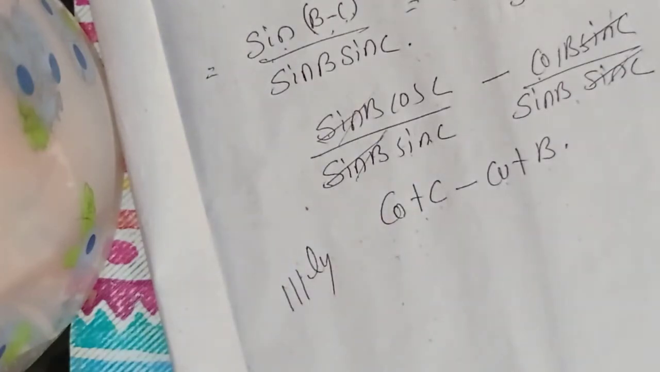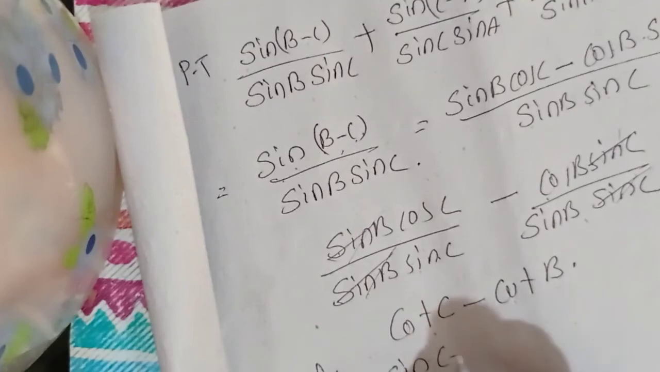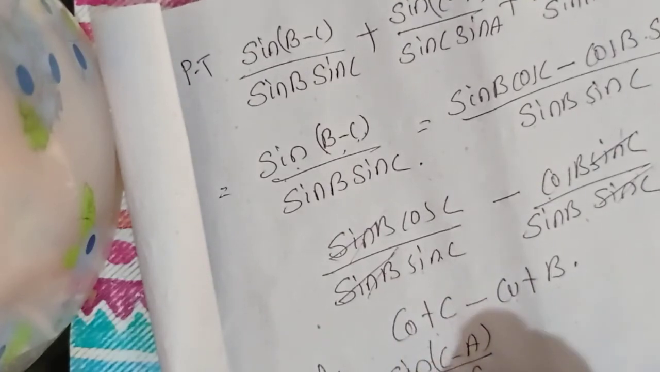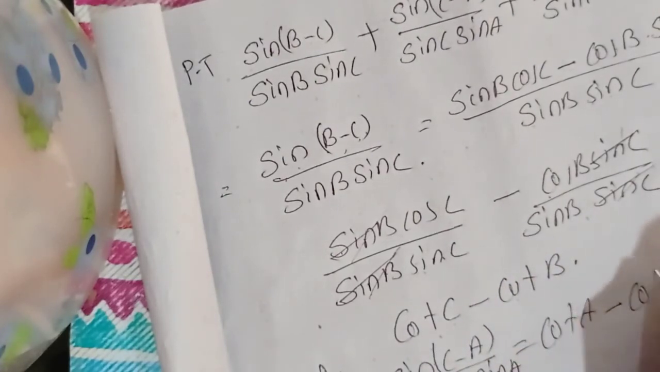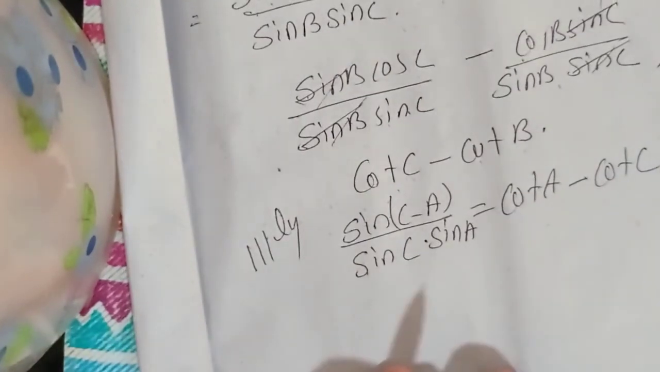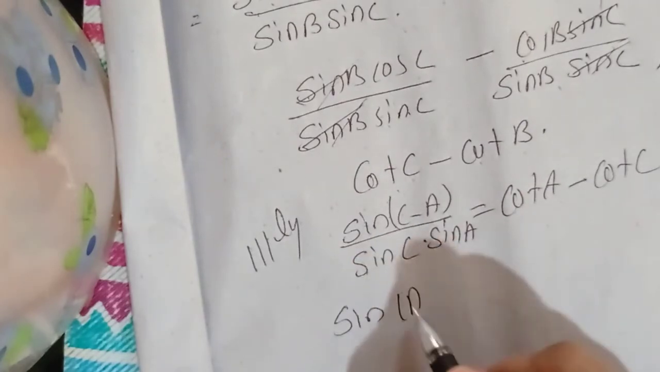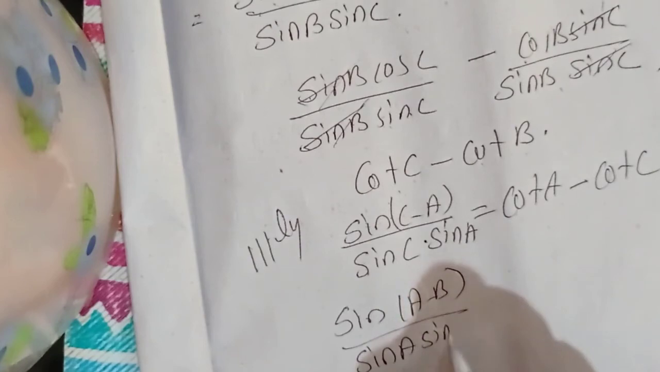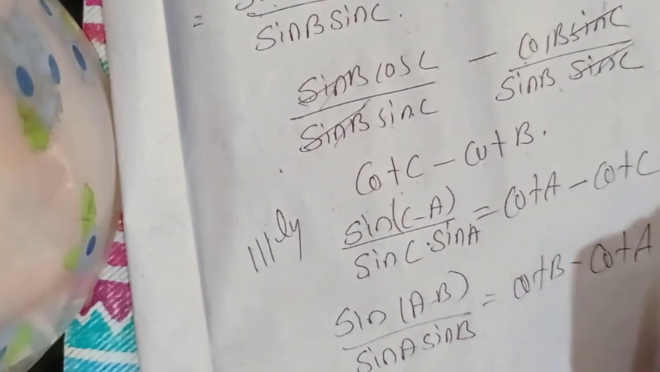Similarly, no need of expanding the second one. Sin(c minus a) by sin c into sin a is cot a minus cot c. What about the third one? Sin(a minus b) by sin a sin b is cot b minus cot a.